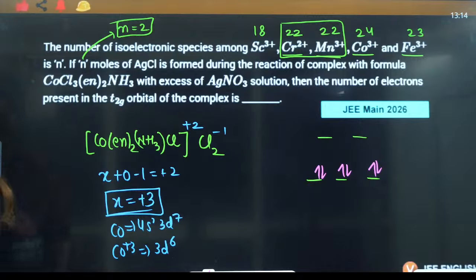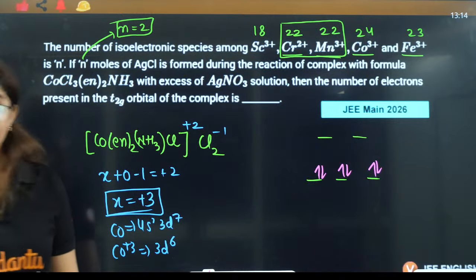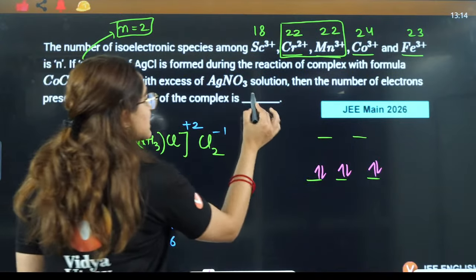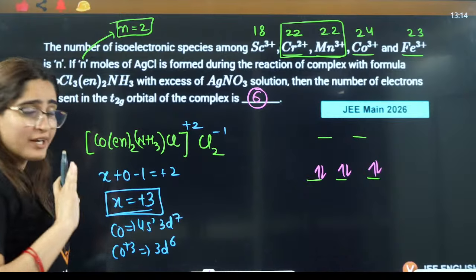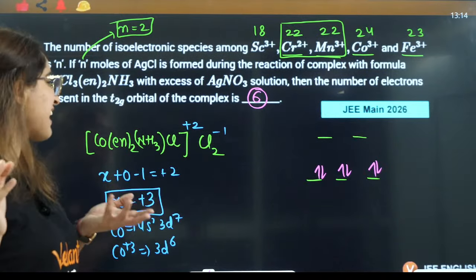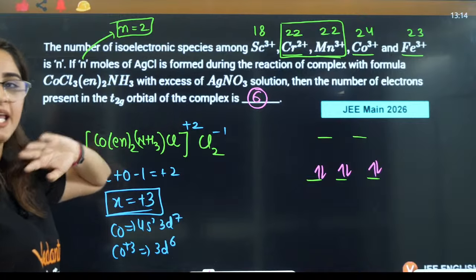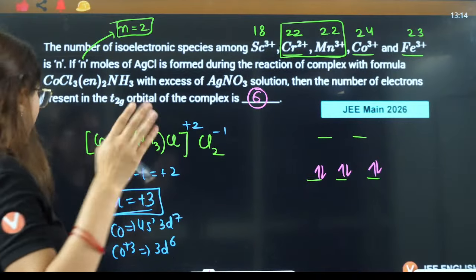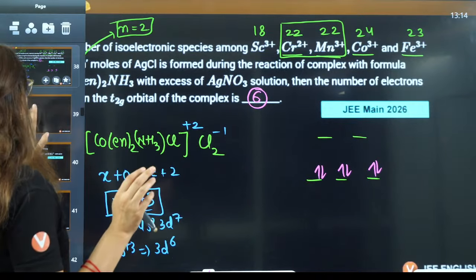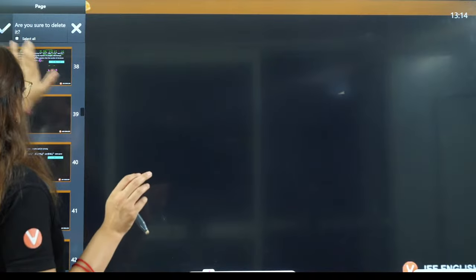Is that clear? Yes. Answer is 6 is the correct answer. That was definitely not a difficult question, but it was a very nice question that they have compared isoelectronic species. The 3 things they have asked you, and all the things are simple only. So it is easily doable question, right?